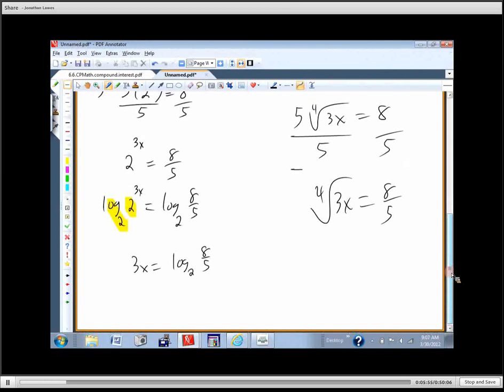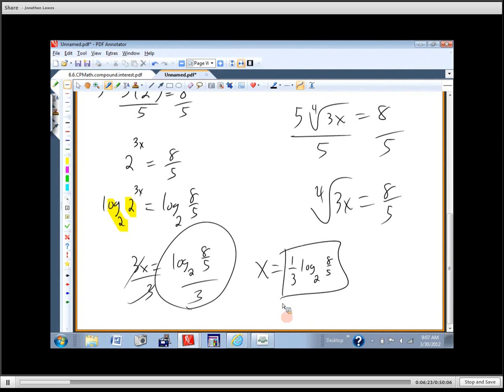Now, to finish this off, to get x completely by itself, what do we do? Divide by 3. So we divide by 3, cancel these off. So I get x equals, now this is a bit of a mess. You can leave it like that if you want. I mean, technically this is just a number divided by 3, so there's no problem with that. If you wanted to make it look a little bit nicer, it would be 1/3 of log base 2 of 8/5. Okay, that might be a little bit better. Either one's okay.